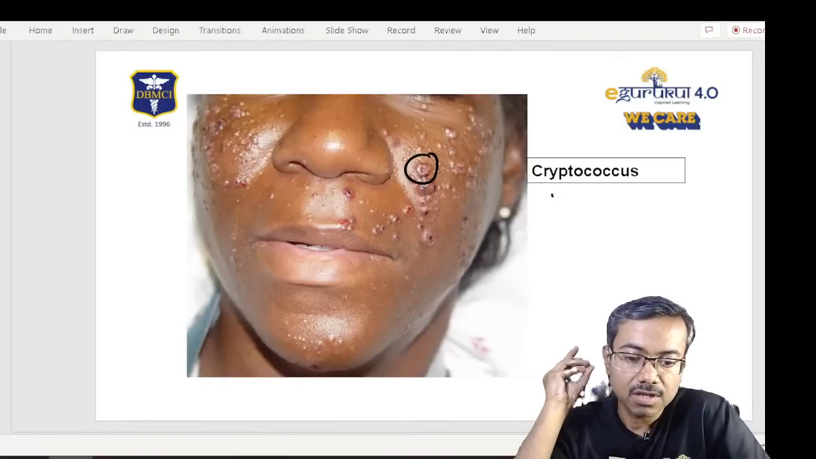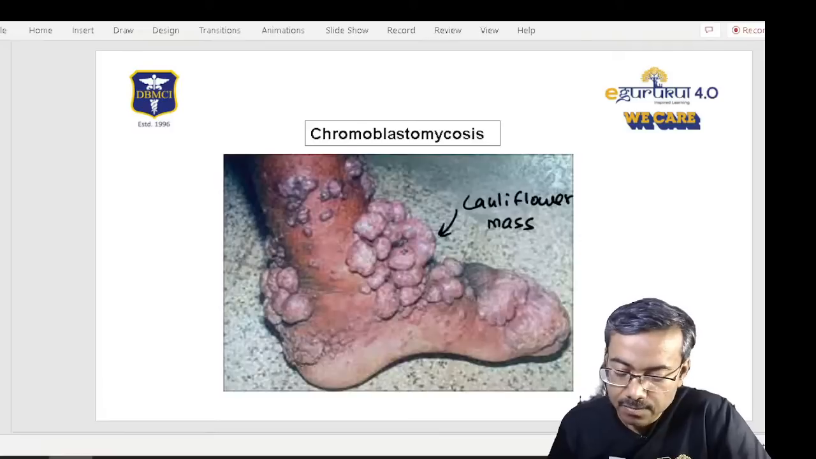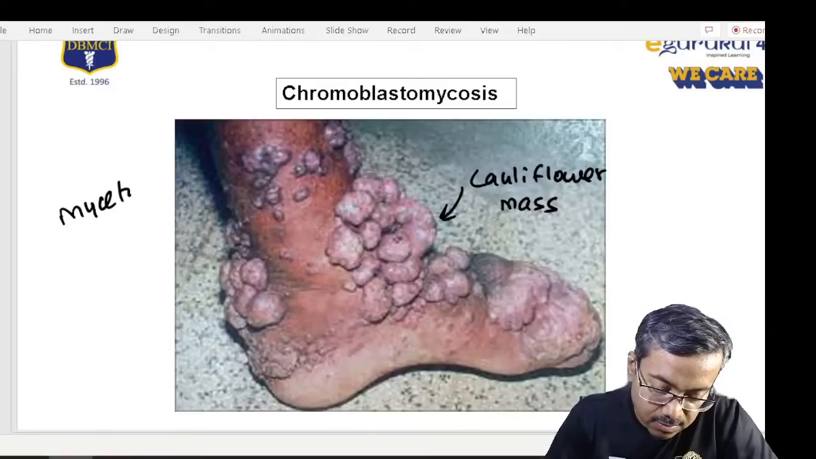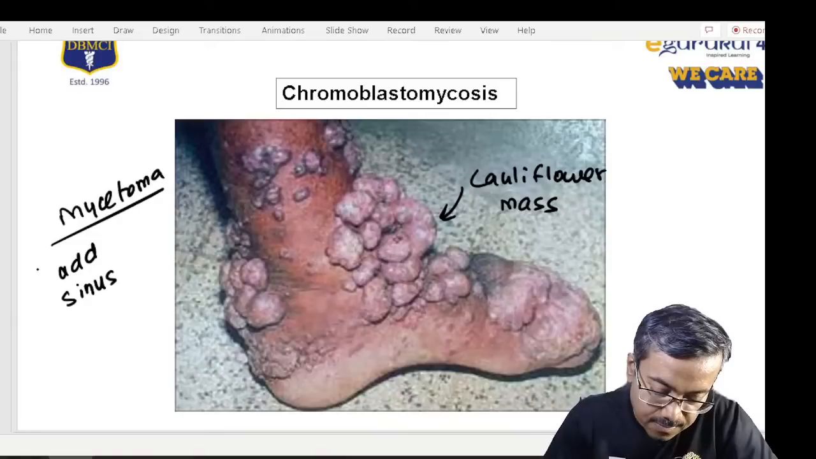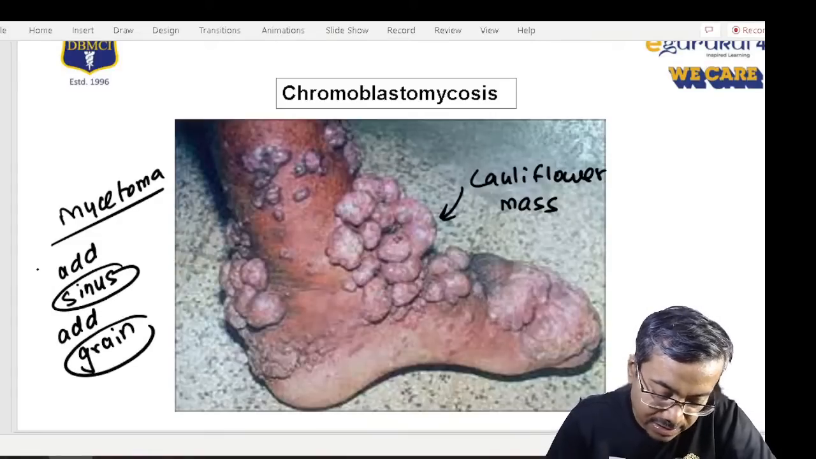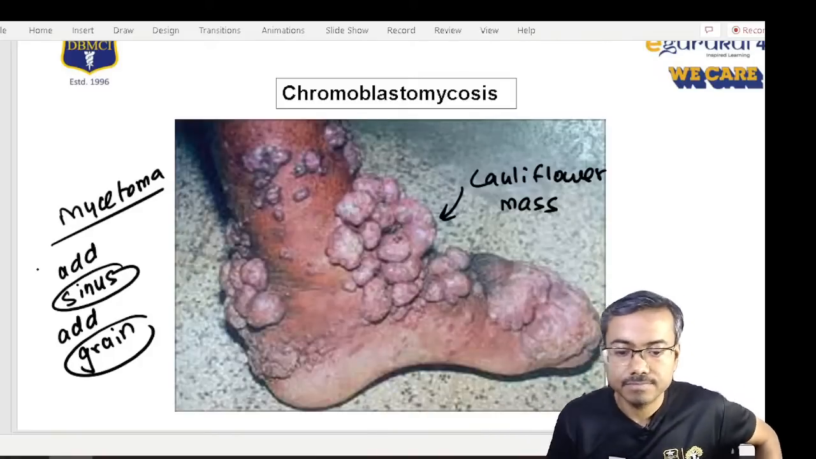Okay, Godavari, I will explain how to differentiate chromo from Madura foot. In chromo, you have this mass. If this was mycetoma, you have to add a sinus and a grain. These are two things which a mycetoma will have more than chromoblastomycosis. Okay?